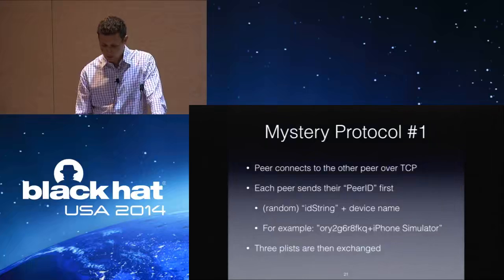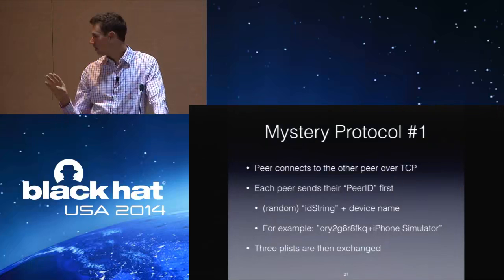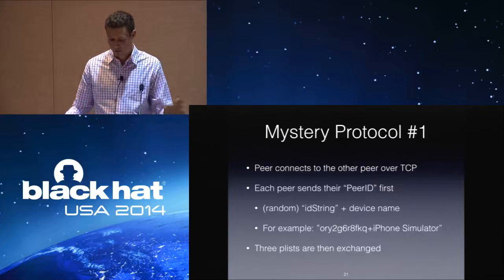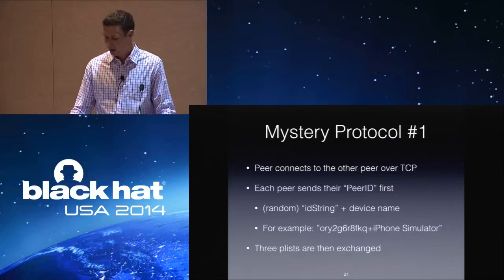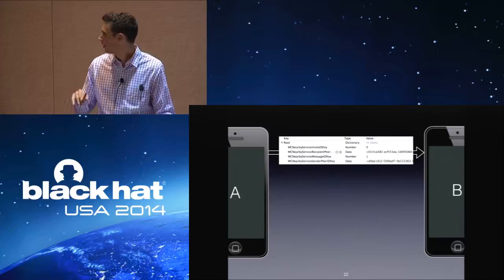So looking at the protocol, the first 2 things, each peer exchanges what's called their peer ID, which is their name, iPhone simulator, plus some kind of random string. So, 123 G something. That's a peer ID. And then they exchange 3 p-lists. So again, p-lists are key value pairs.